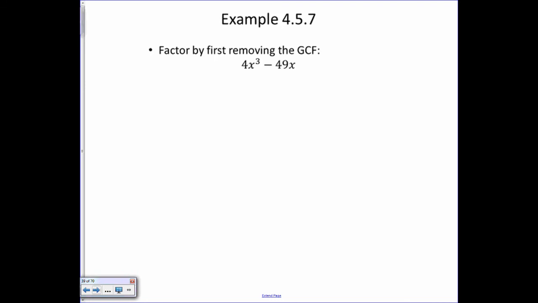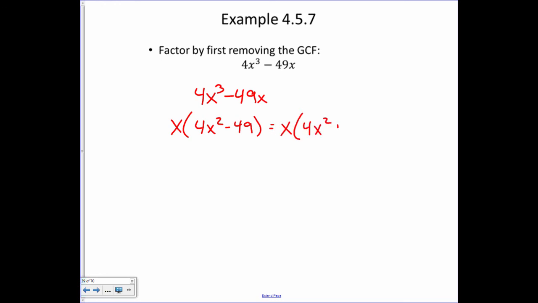So remember that you can always remove the greatest common factor first before you attempt to factor. Here we have 4x cubed minus 49x. Well, they both have an x in common, and what we're left with is 4x squared minus 49. So again, we can just rewrite this as 4x squared plus 0x minus 49. Take the first number and the last number and multiply them together. 4 times negative 49 is going to give you negative 196.